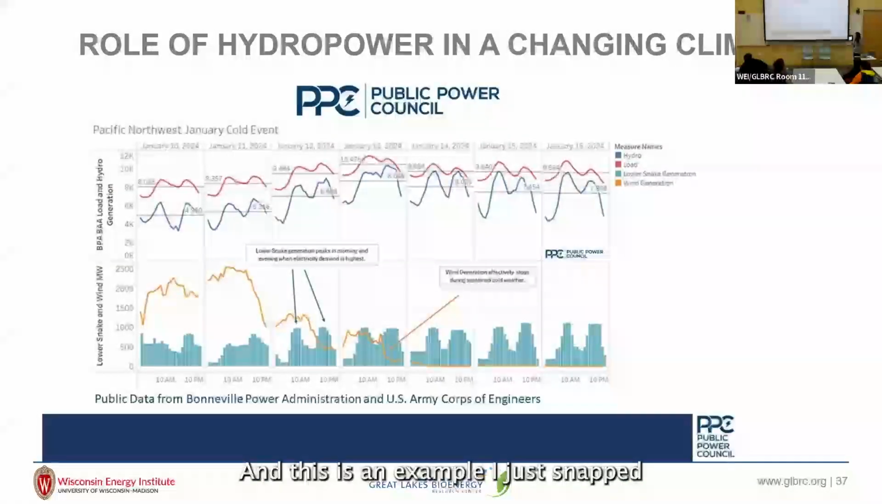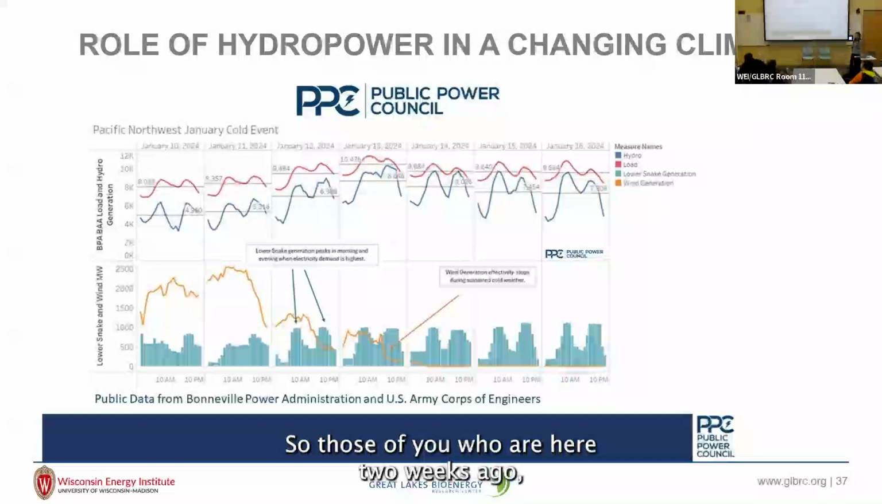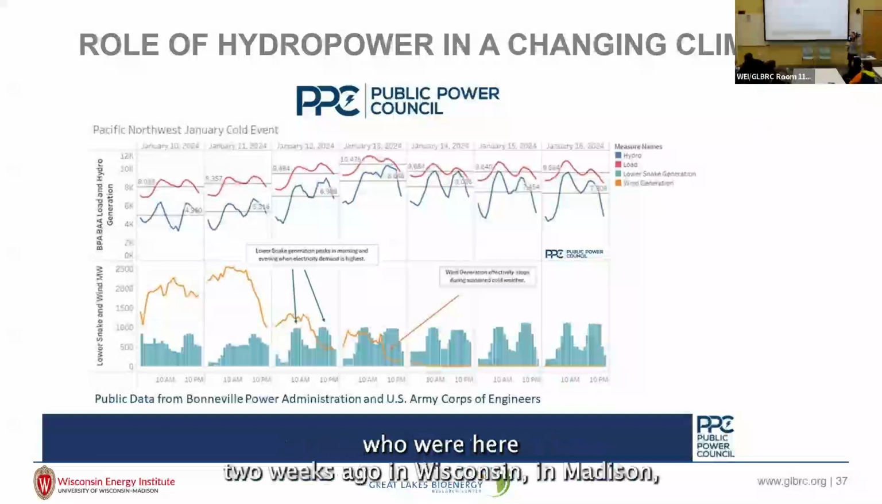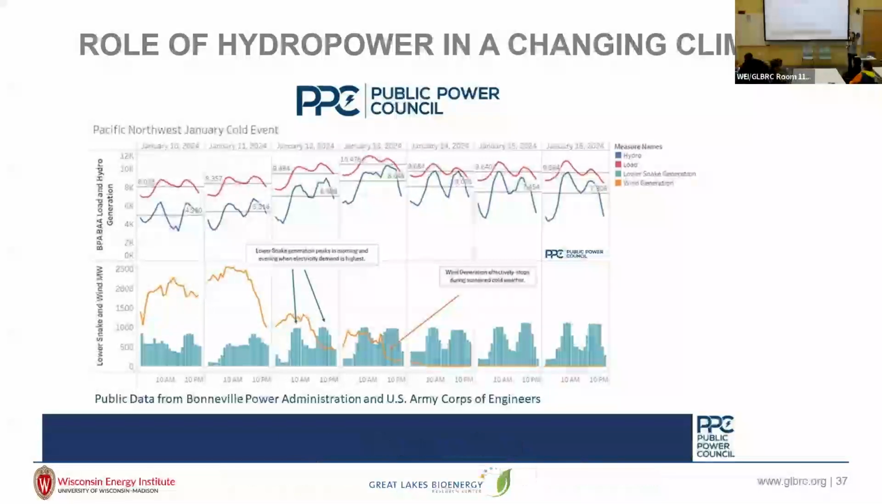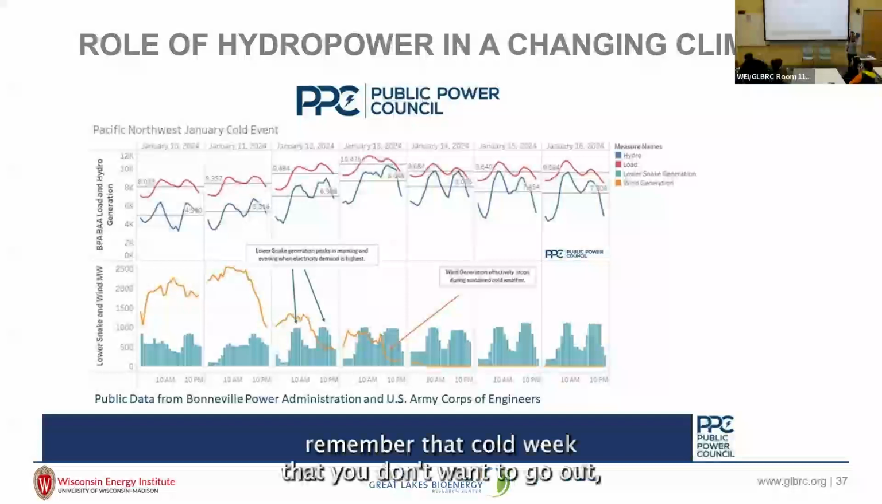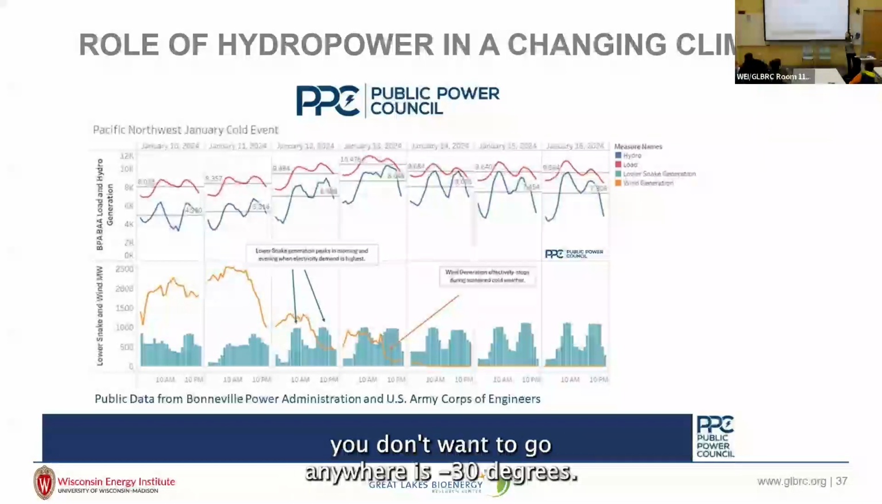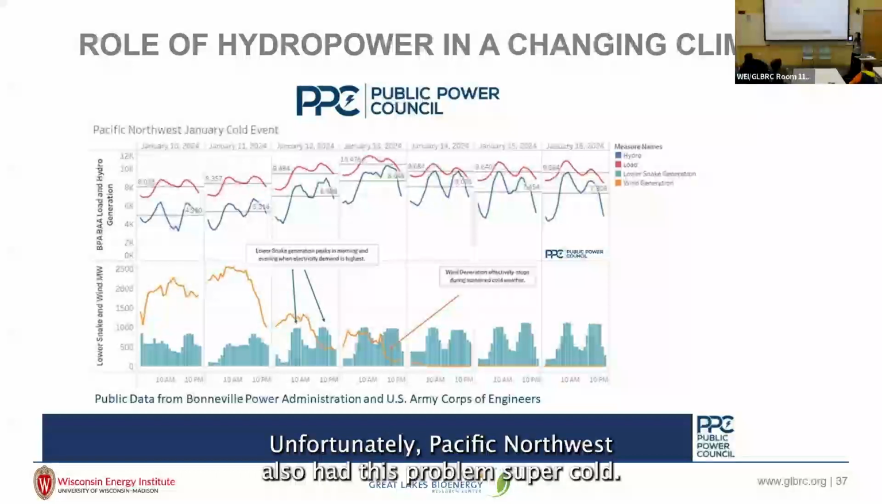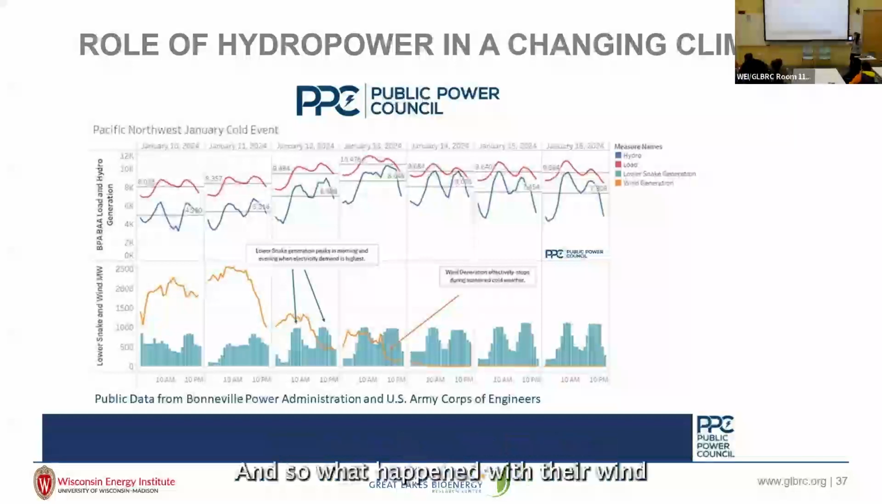And this is an example I just snapped from LinkedIn last week. So those of you who were here 2 weeks ago, in Wisconsin, in Madison, remember that cold week that you don't want to go out, you don't want to go anywhere, it's minus 30 degrees? Unfortunately, Pacific Northwest also had this problem, super cold. And see what happened with their wind energy here. Those brown lines, it died down to 0.